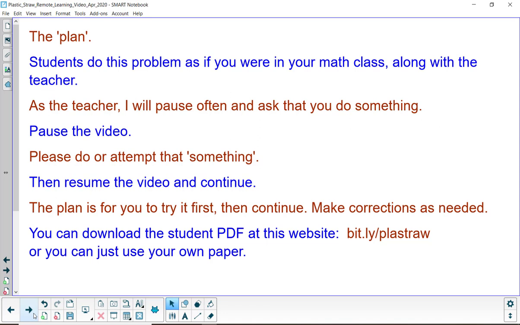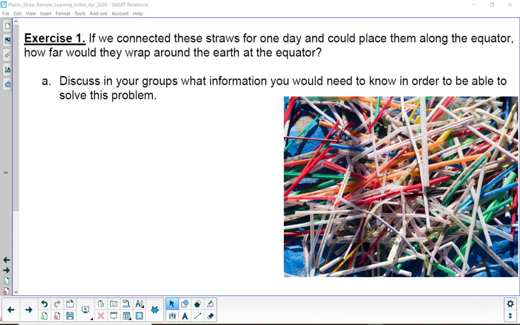You can download the student PDF at this website, or you can just use your own paper. That's your choice. So let's get started. So exercise number 1. If we connected these straws for one day, tip to tip, and could place them along the equator, how far would they wrap around the Earth at the equator? Now it asks you to discuss in your groups what information you need to know in order to solve this, but you don't have a group, sorry. This is as if it was in class. So I want you to think about that.